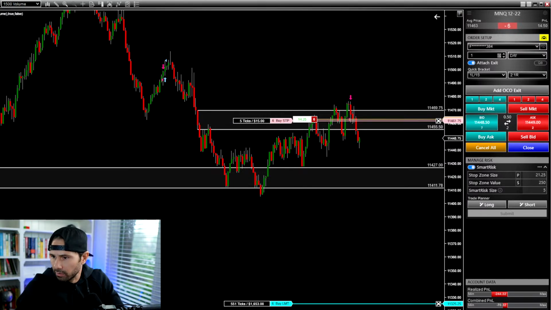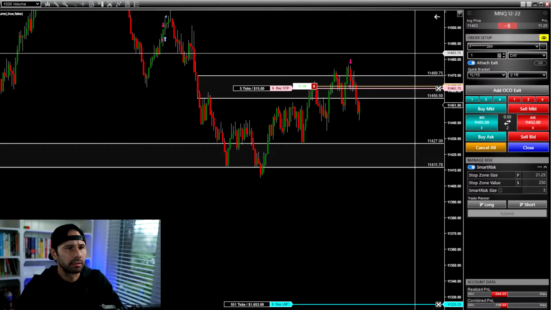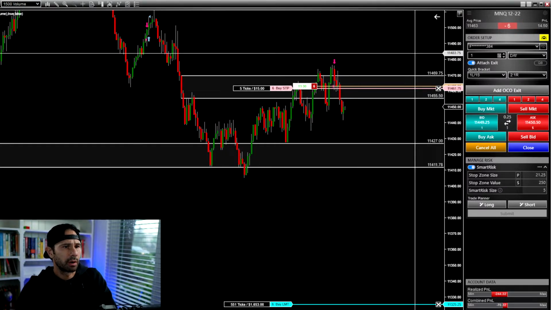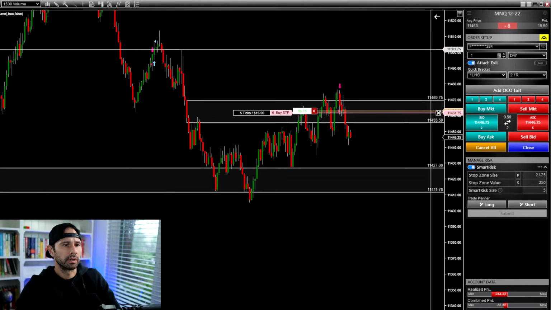It's very choppy price action, so I'm not very confident of this trade. If it works, fine. But if it doesn't, it's fine as well. It's very choppy price action, right? I'm expecting the markets to drop, and that's not happening.